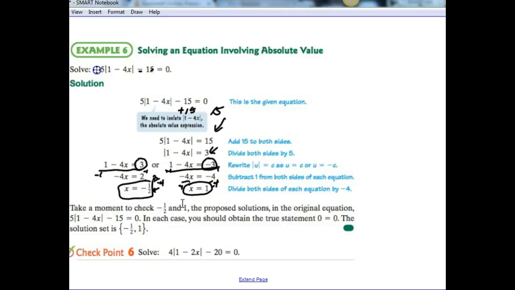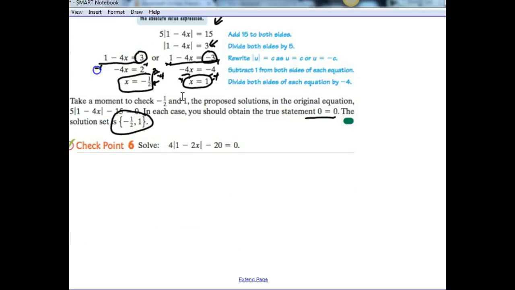Now, we're not going to take the time, but you should always, if you want to check yourself and make sure that they're correct, put the two numbers that you were given back into the equation and see if it makes the equation true. It has been checked. You get a true statement, 0 equals 0 on this one. So that means that negative 1/2 and 1 are the solution set to this particular problem. Okay, so let's do another one.